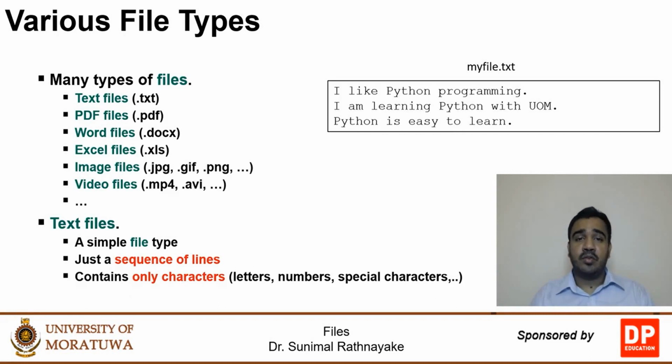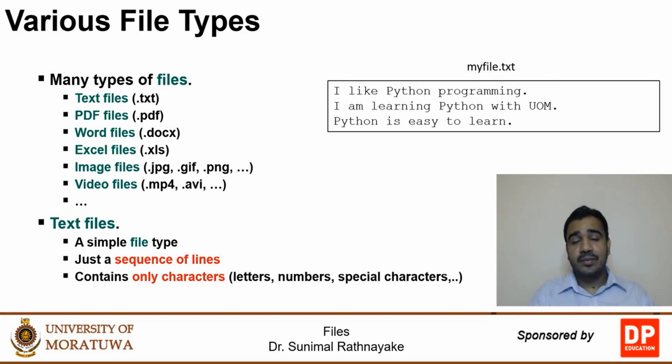There are many types of files which we often differentiate using the file extension at the end of the file name. For example, you can see a list of file types shown on the slide. Commonly encountered file types include text files, PDF files, Word files, Excel files, image files, and video files. There are thousands of different file types. The extension of the file is the last part of the file name, which comes after the dot symbol.